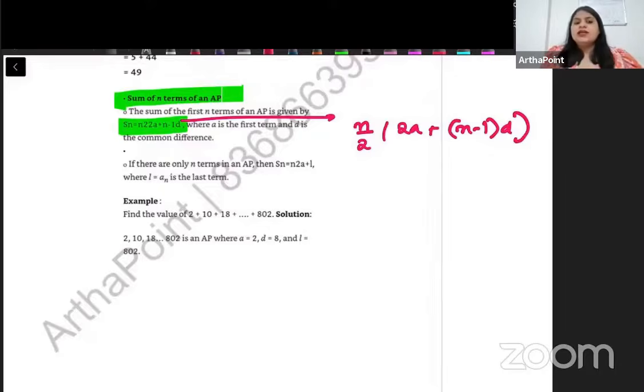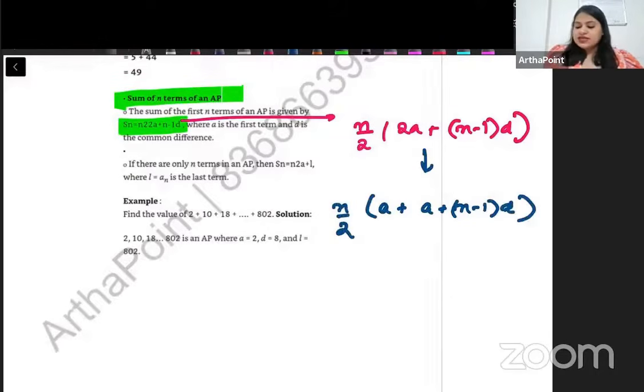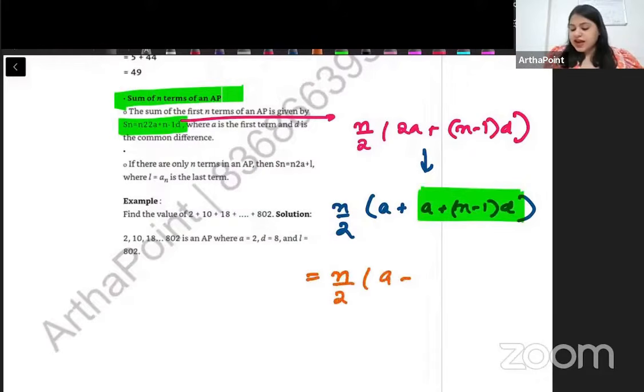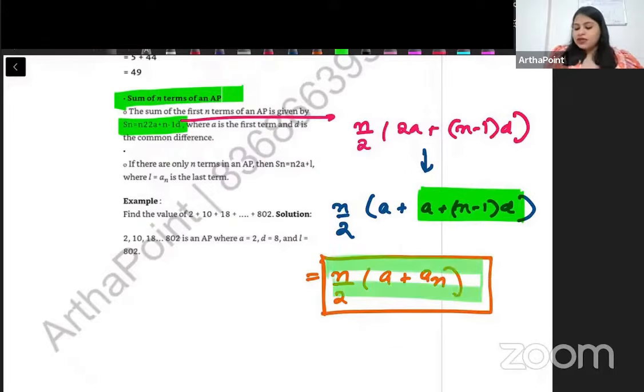Supposedly there are only n terms in an AP. Sometimes instead of this, beta, just have a look here. I can break this. This will be a plus n minus 1 into d, and this is that nth term. Like when we had to find the 12th term, I used this formula for n equal to 12. So even if I have to find the nth term, I can use this formula. Sometimes when you're only given the first and nth term, you can rewrite it like this also: this will be written as a plus an into n by 2.